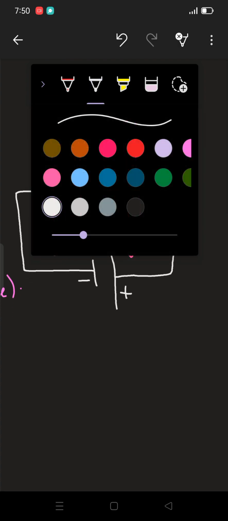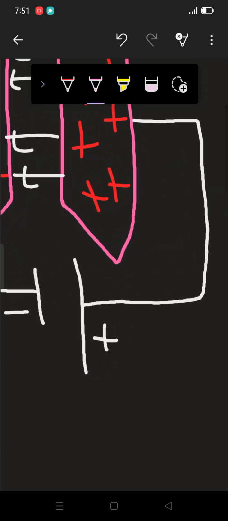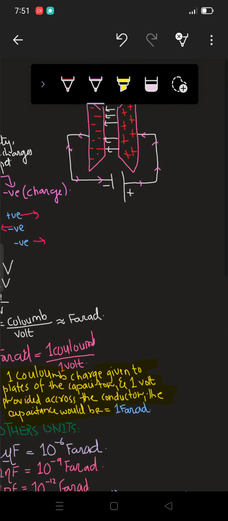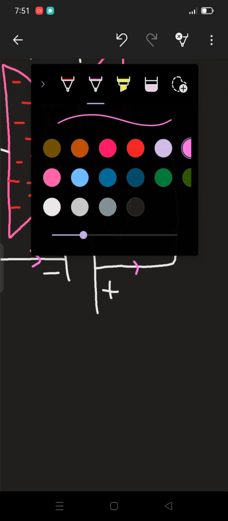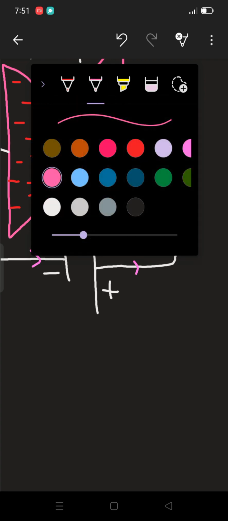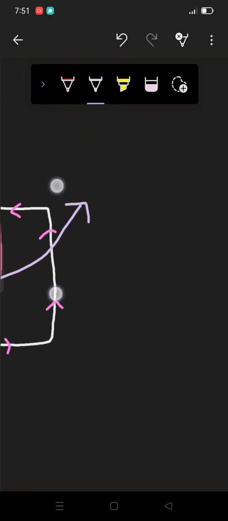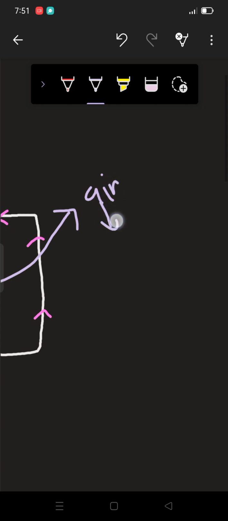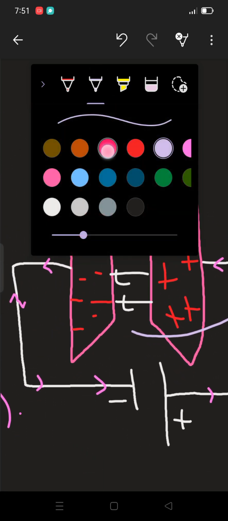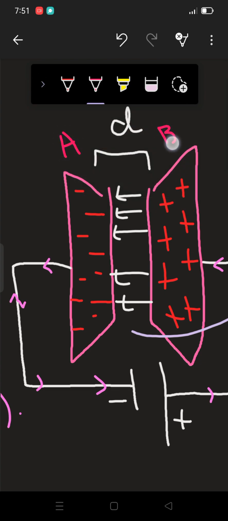so this is what we have, the diagram of the capacitor, right? The charge is going to move from the higher potential to the lower potential, right? This is our diagram. Now we know that the medium between these two plates would either be air or a vacuum, right? And this is the distance we have. Think that this is plate A and this is plate B.